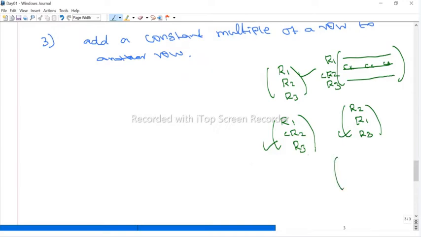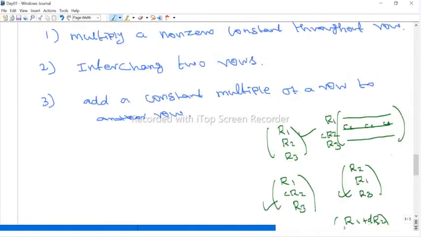Now I am forming a new matrix. Suppose I keep R1, but instead of R2, I take R2 plus some constant C times R3, and then I keep R3. So I multiply a constant to some row, add it to some other row, and keep that one row. This is allowed. Or you can add some constant times R2. Anything is allowed. So that is the third point: add a constant multiple of a row to another. So these three are the elementary row operations.